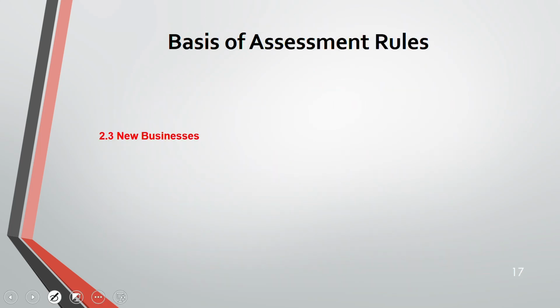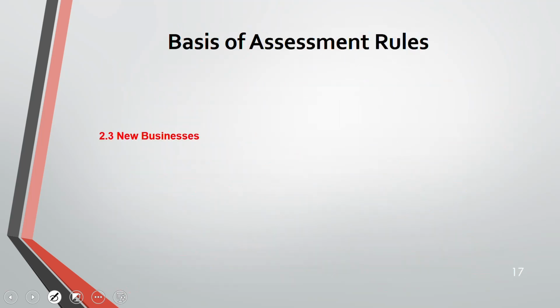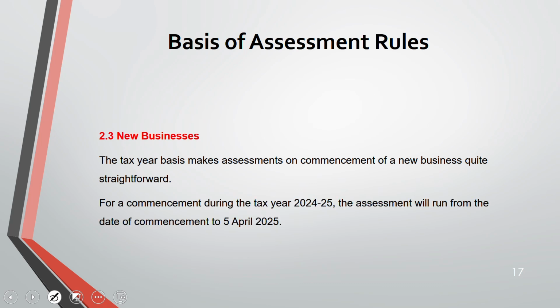Next, we are moving on to the new business. Okay, so all these provisional figures we can easily use for a continuing business, when you're in the business for many years. But what if you are a new business? You have just started trading. So in this case, your tax year basis is very straightforward. It starts from the day you start your business, the date of commencement, to 5th April 2025.